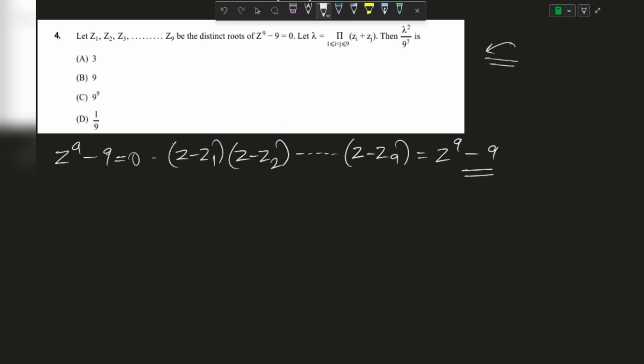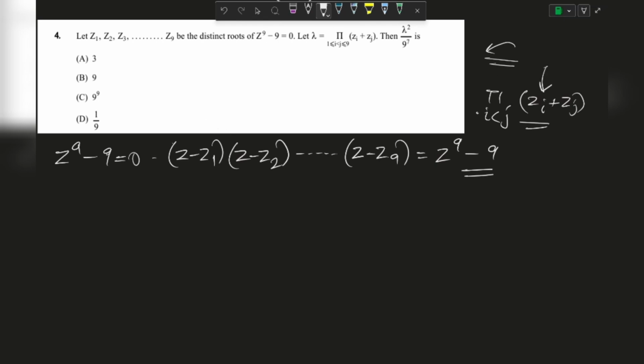So now what we will do is, because as you can see in the question, we have a very interesting expression given, that is this particular thing, pi over i less than j of (zi plus zj). Basically, this is (Z1 plus Z2) into (Z2 plus Z3). That is the product of all these Z1, Z2, Z3 up till Z9. Rather, not the product. This is the product of the sum of pairwise two terms taken from all of these Z1, Z2 up till Z9.